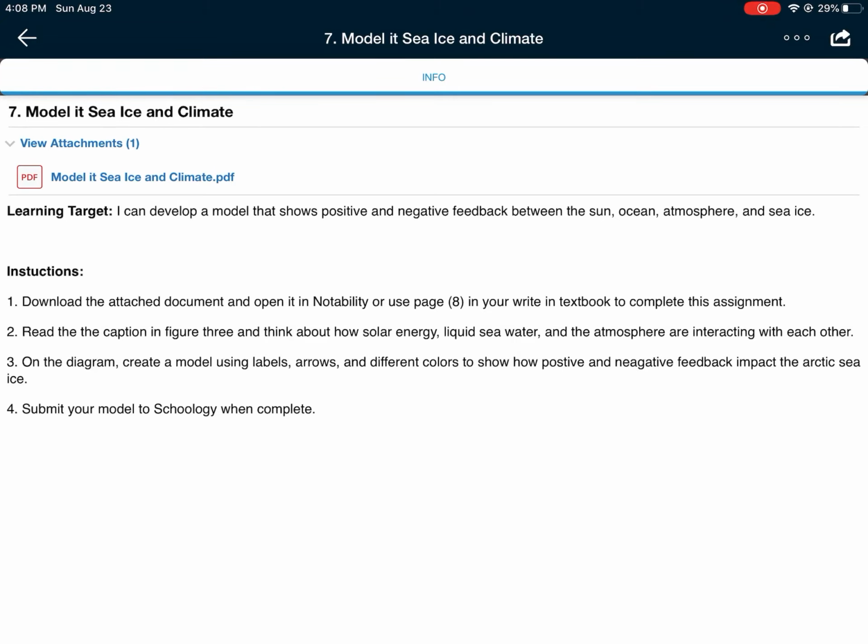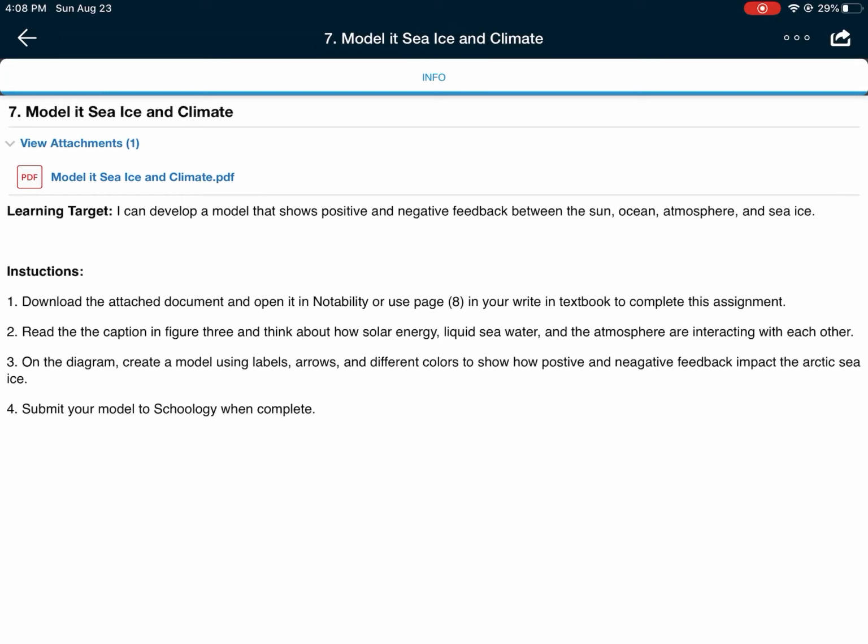So we're going to be making a model of the sea ice and climate and trying to look at the different interactions between the hydrosphere and the cryosphere and the atmosphere and what those connections are and how they interact with each other. So our learning target today says, I can develop a model that shows positive and negative feedback between the sun, the ocean, the atmosphere, and sea ice.